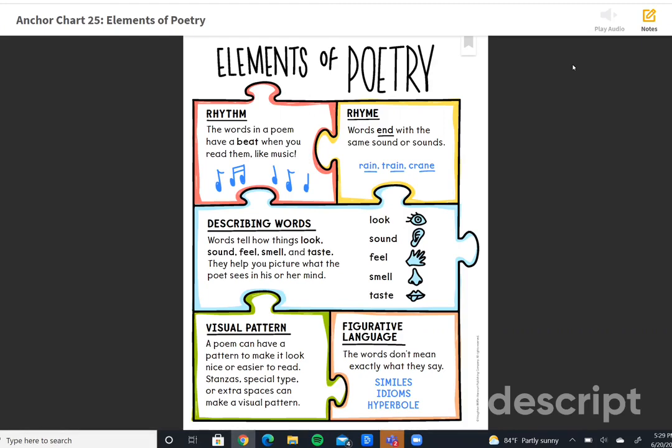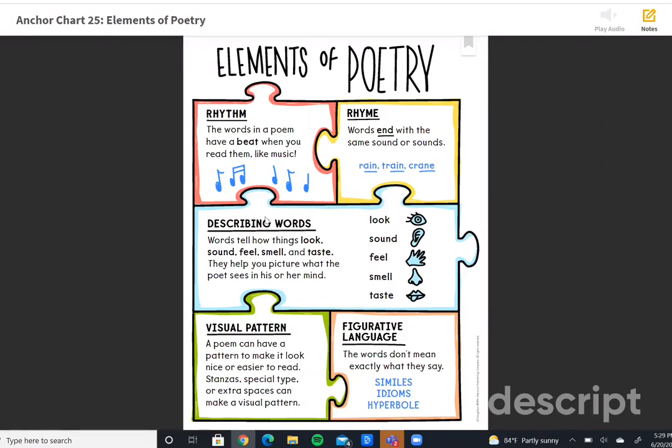One of the things that we are probably all very familiar with about poetry is that sometimes poems can rhyme. They can have words that have the same ending sounds, such as rain, train, or crane.